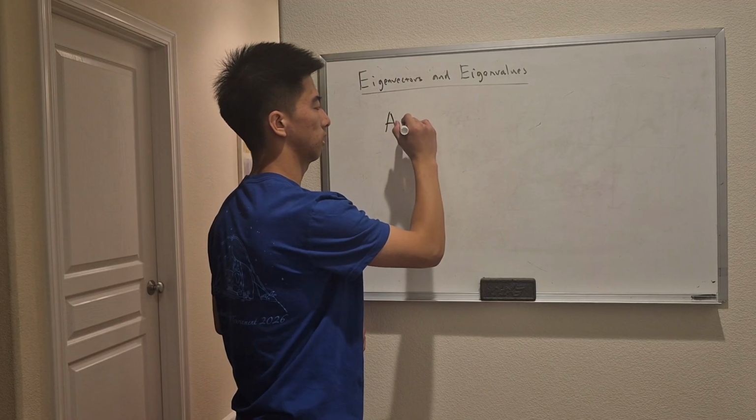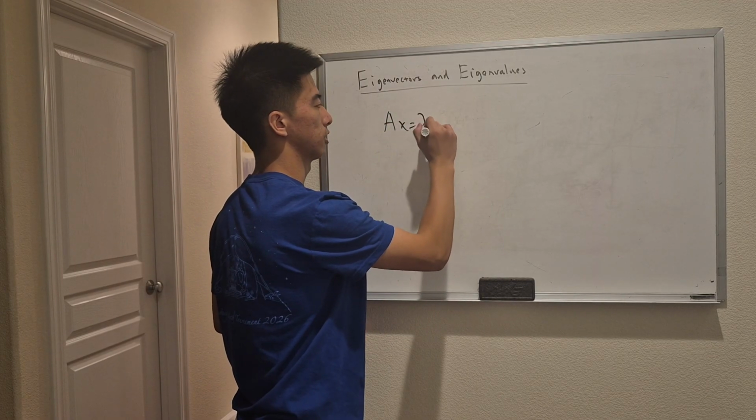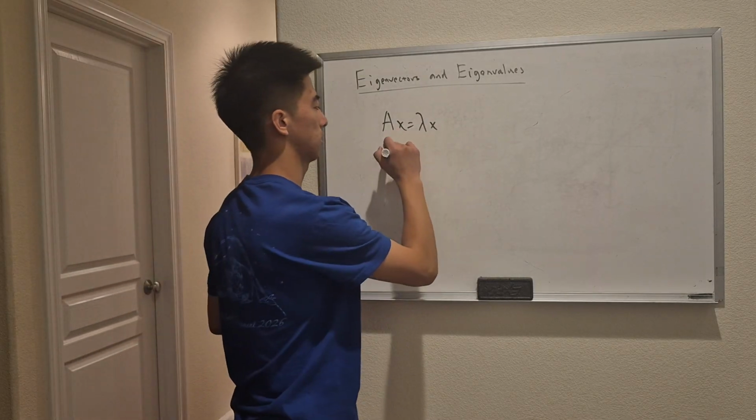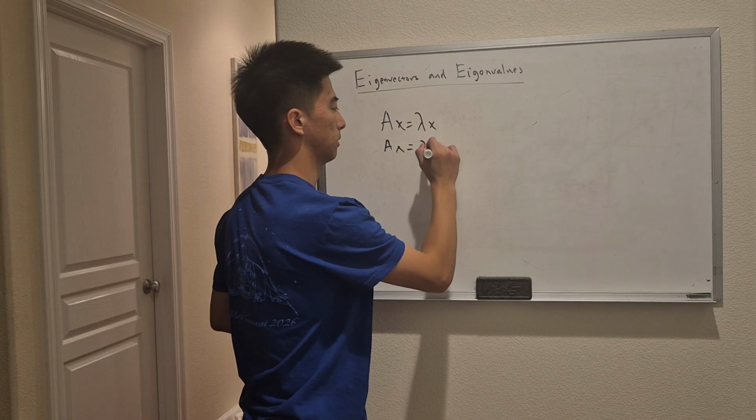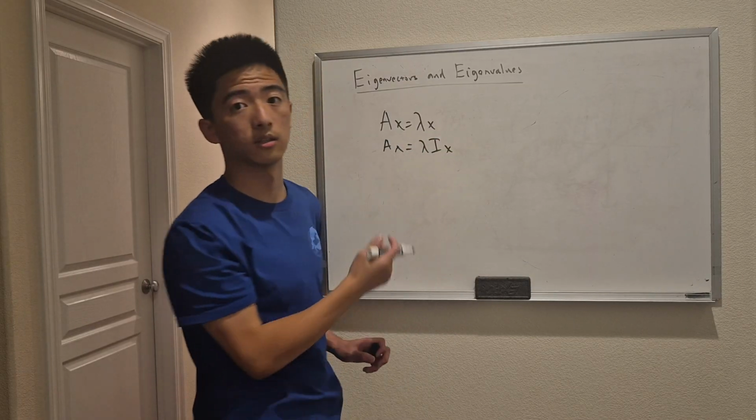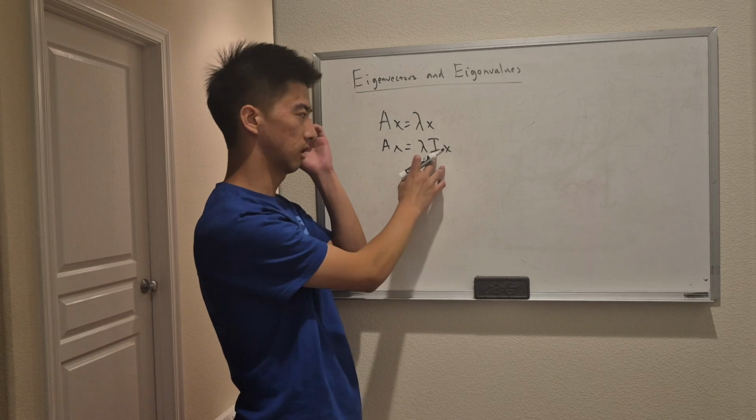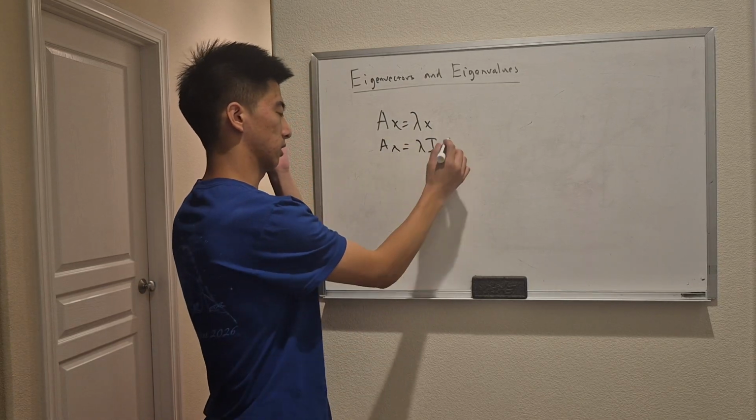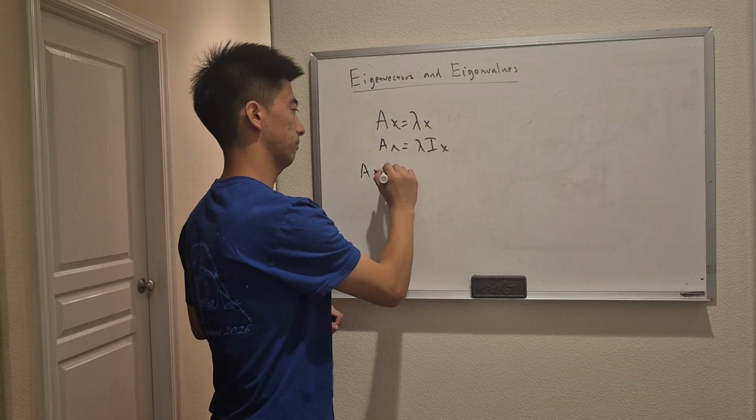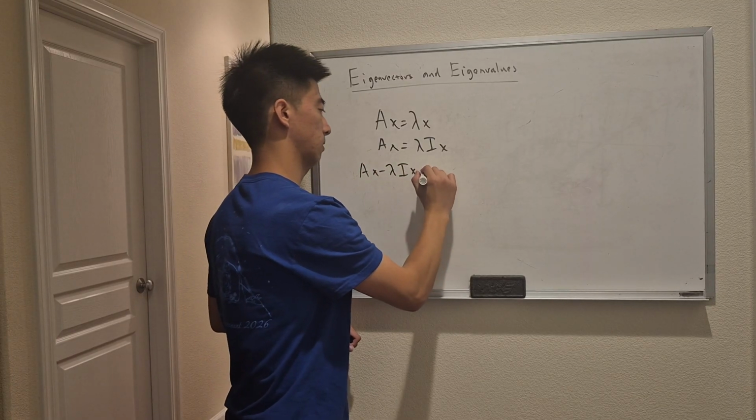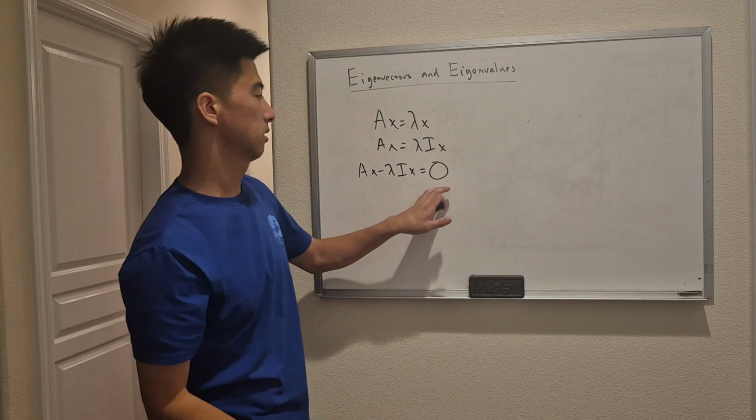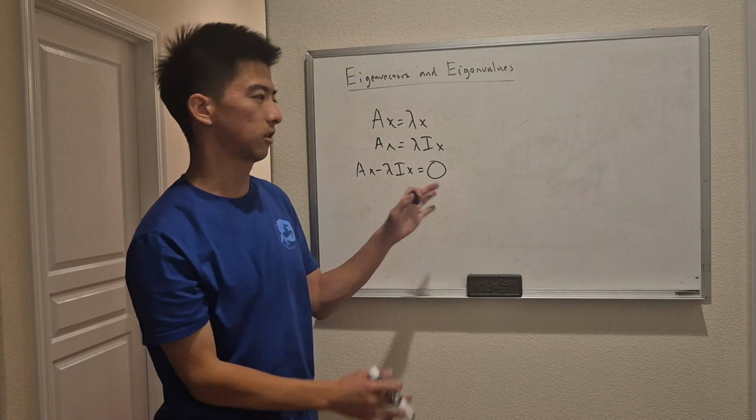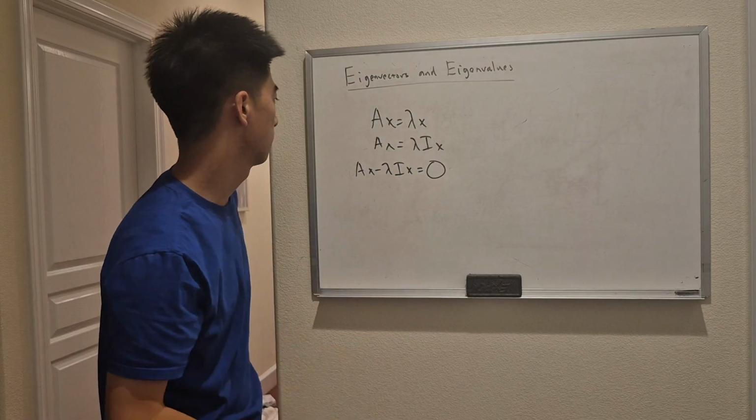We start with our definition of eigenvalues and eigenvectors. We can write this right side as lambda I x, where I is the identity matrix. This shouldn't change anything because the identity matrix times the vector x will still give you your vector x. Now we're going to subtract that to one side. And this O, this is your 0 vector, not just a regular scalar 0.